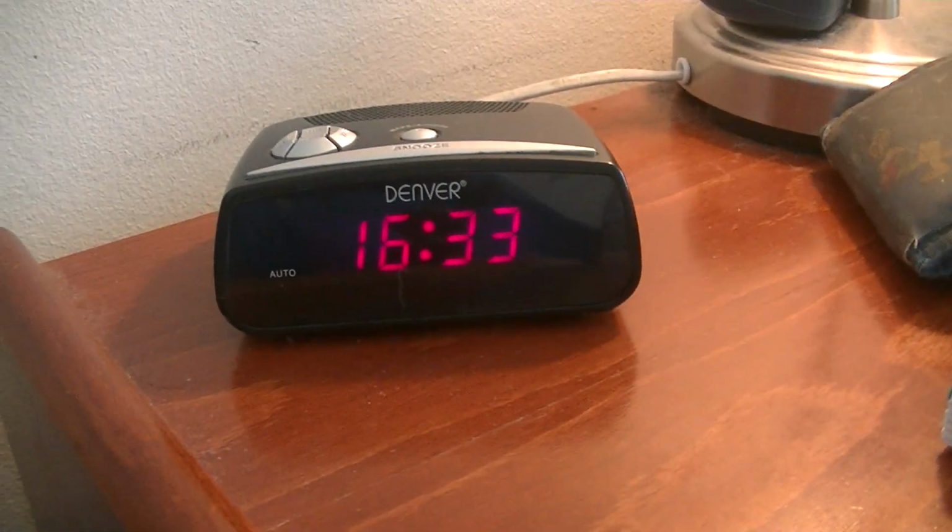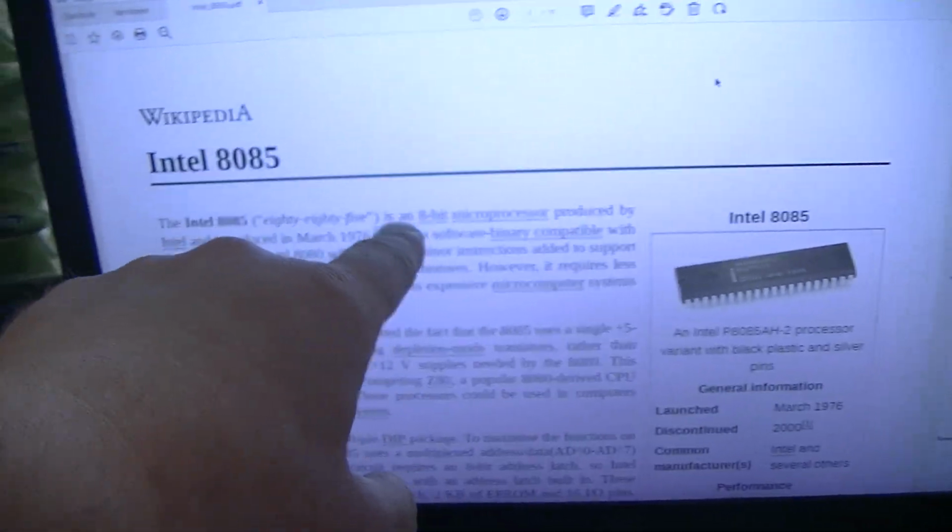But now it's 4:30. And I just finished the Intel 8080, and this is the Intel 8085, and this is still an 8-bit microprocessor. So we have to look at what 8-bit is, 4 bits and 8 bits, what that is. We have to record that.